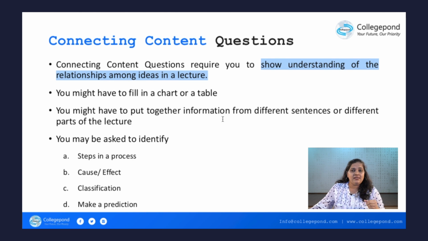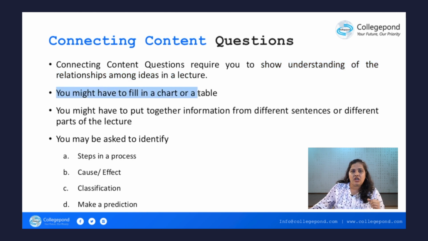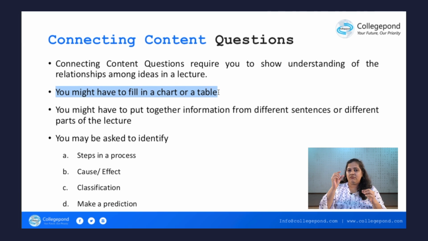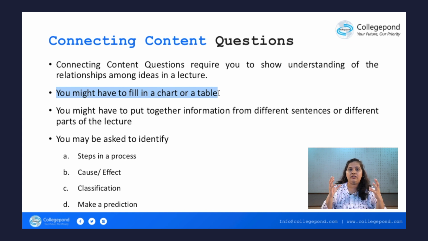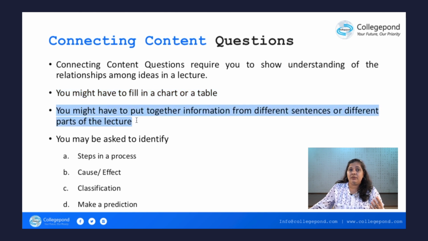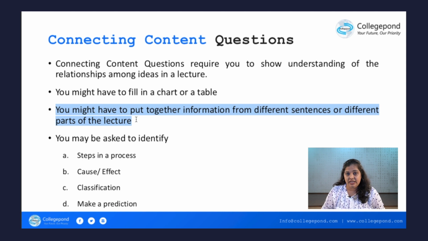How will you get tested on this? You might have to fill a chart or a table, or the question might ask you to categorize information in certain categories, which requires you to understand the structure. You might also have to put together information from different sentences or different parts of the lecture. So for example, if the lecture has 3 parts, the connecting content kind of a question will ask you to identify something from part 1 and also remember something from part 3, and the question would be designed in such a way that you need to know both the parts to be able to answer that. It's as simple as that.